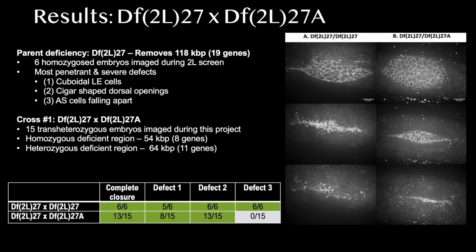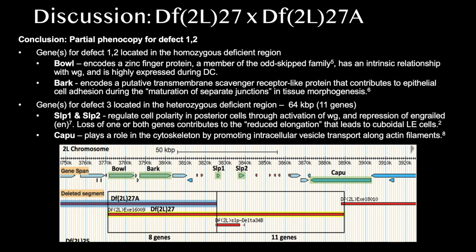On the right, I show an example of the progression of an embryo from each cross. So, from these results, we can conclude this cross displays a partial phenocopy for the cuboidal LE cell and cigar-shaped dorsal opening defects. Therefore, the genes responsible for those defects are located within the 8-gene homozygous deficient region. 2 candidate genes in this region I've hypothesized based on a literature review are BOL and BARC. BOL is especially intriguing based on its high expression in dorsal closure and its intrinsic relationship with the known DC gene wingless.